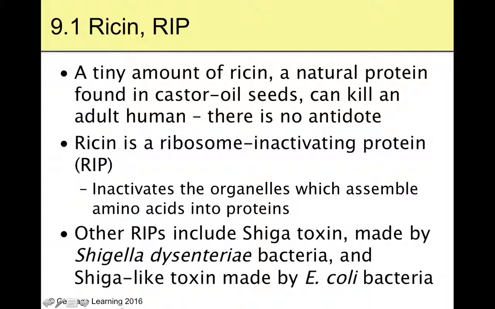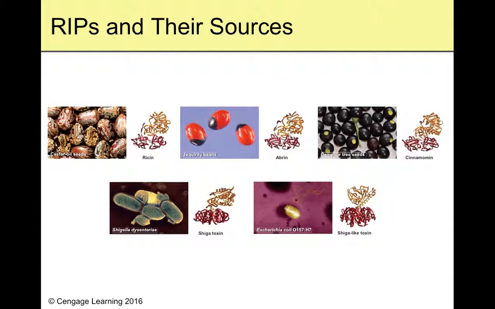There are other ribosome inactivating proteins. Shiga toxin from this guy right here, Shigella dysenteria, which is the bacterium that causes dysentery, and also one that's very similar to it that's made by E. coli, which can also make people very, very sick. And so there's your example of some very, very important proteins that affect how we make proteins.